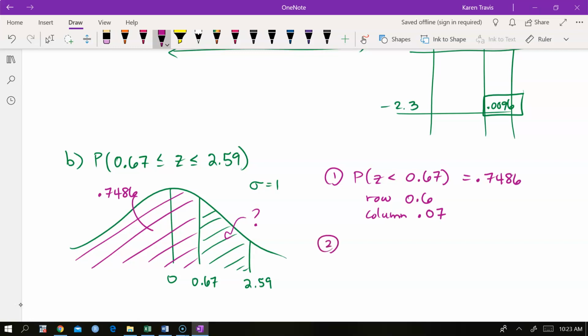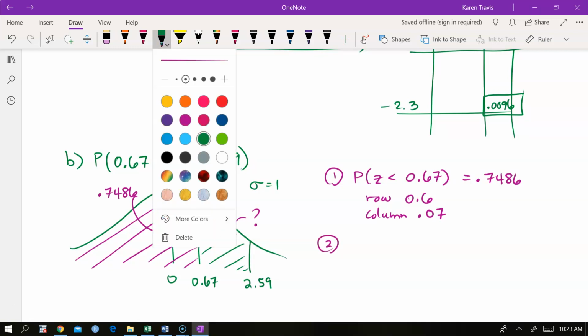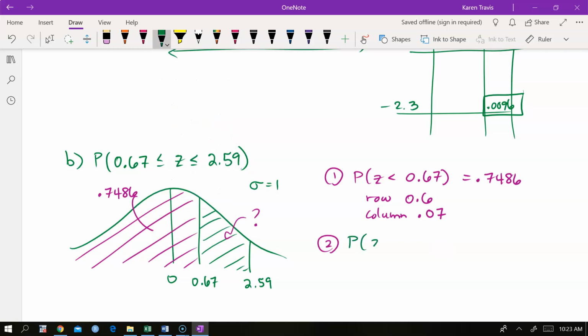So for the next step, let me change to green. For the next step, what I'm going to do is I'm going to find the chance that z is below 2.59. Well, in order to find that from the table, remember the table is the whole left tail. So when I solve for this, what I'm going to find is both the pink and the green areas together. So let's go ahead and find the chance that z is below 2.59. And when I do that, I'm going to get 0.9952.